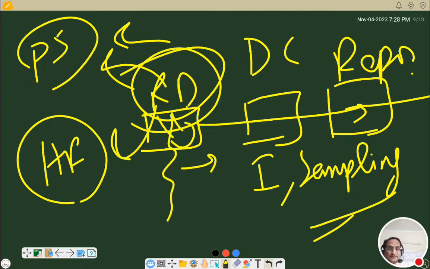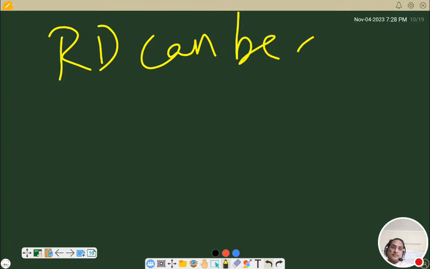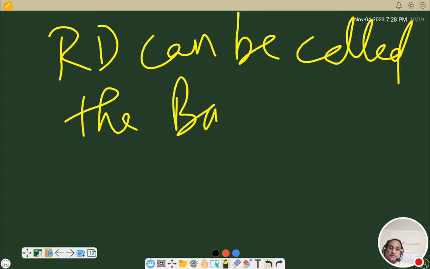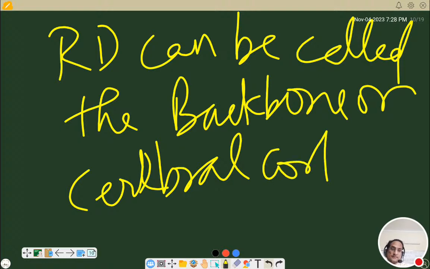So research design defines the whole paraphernalia, the infrastructure of the research, psychological research. Now, the research design can be called the backbone or even the cerebral cortex of the research.